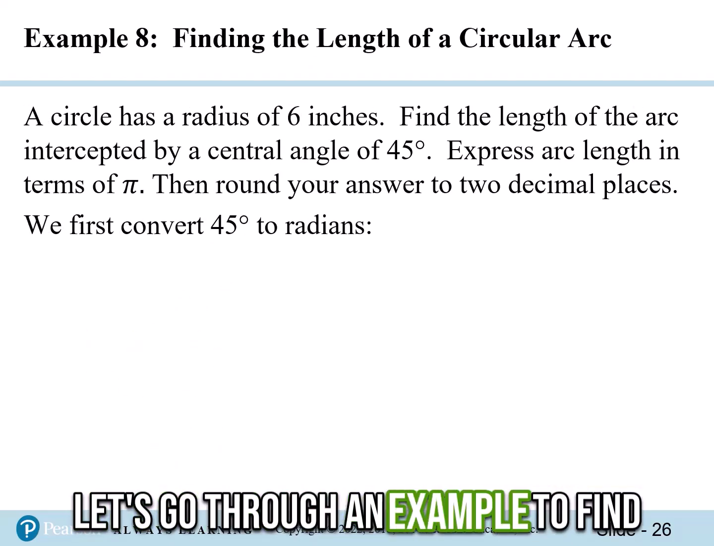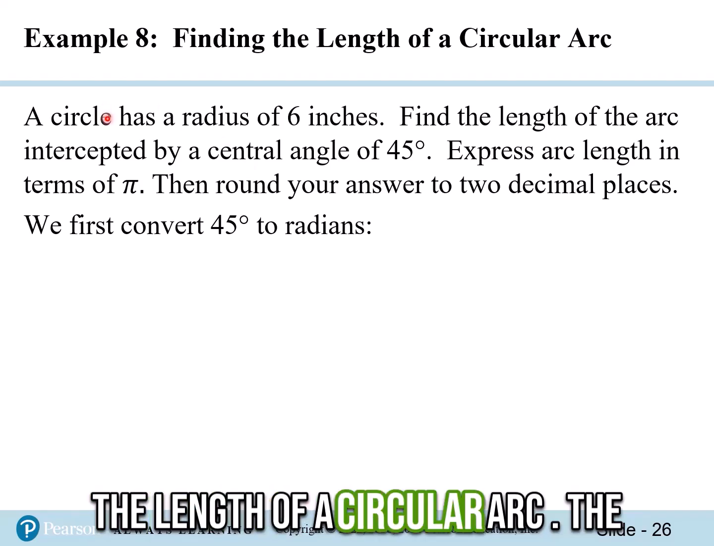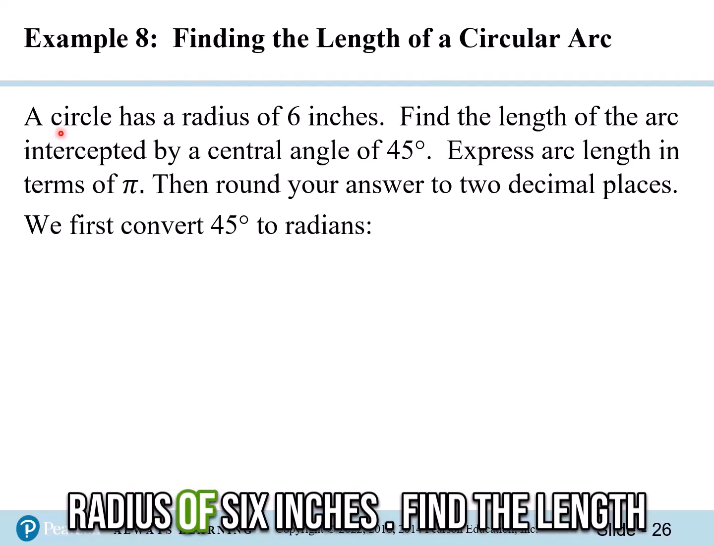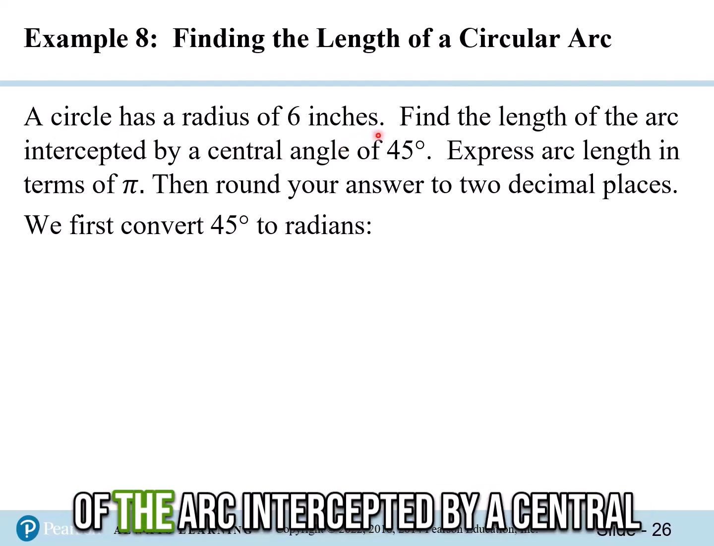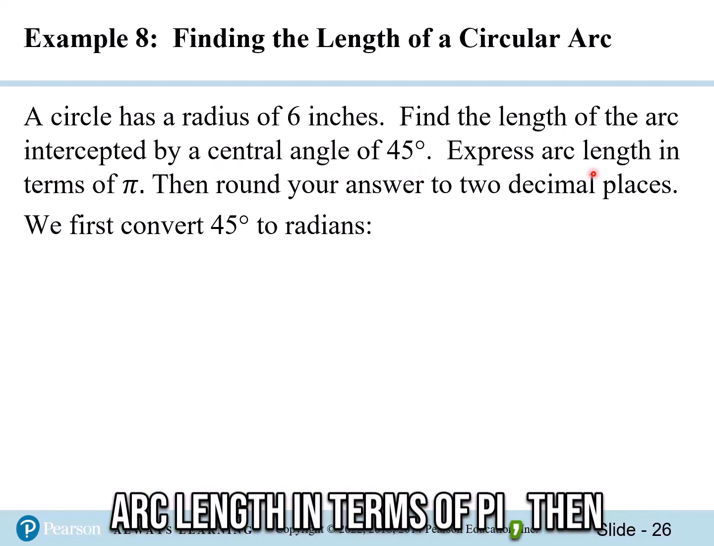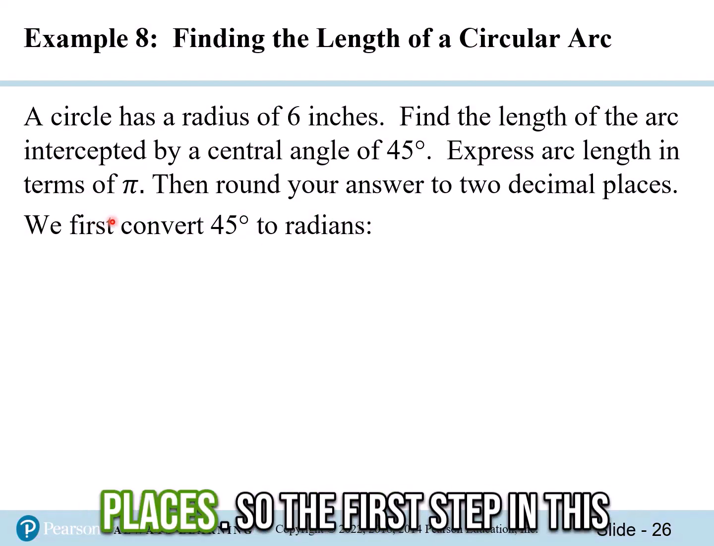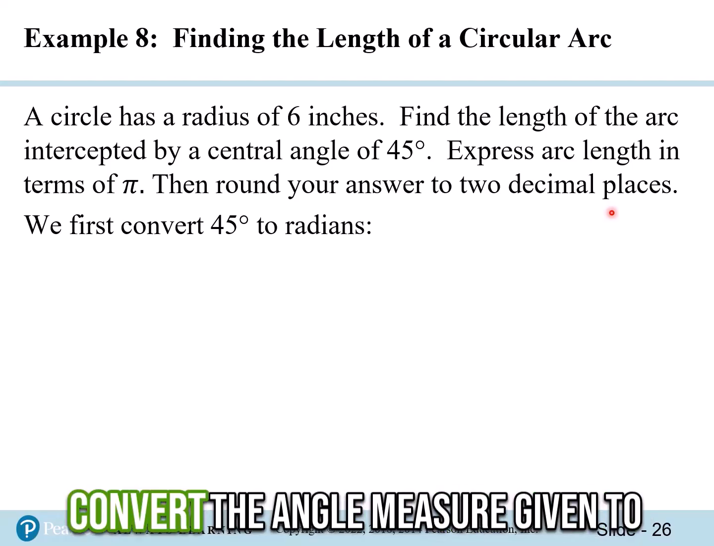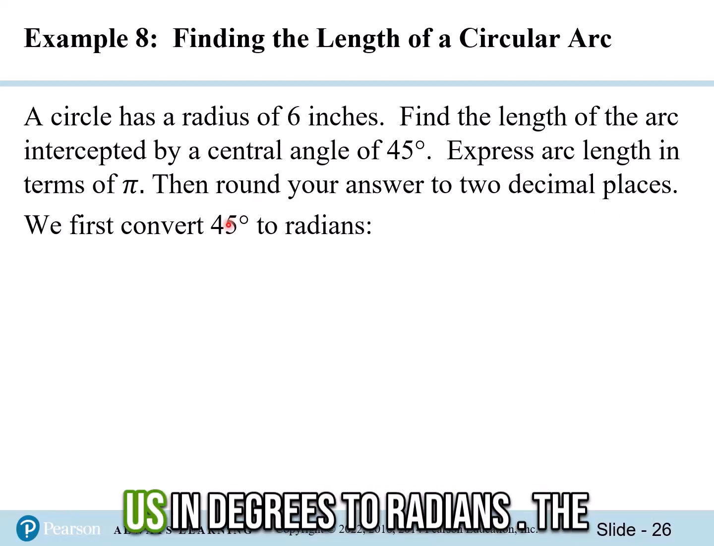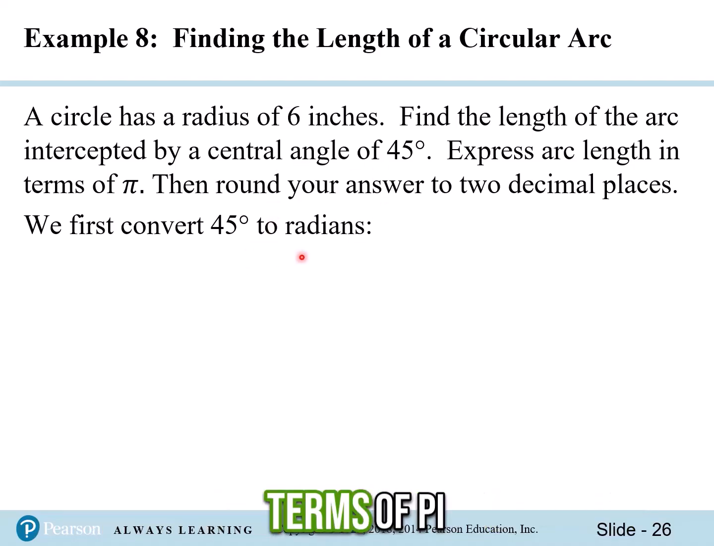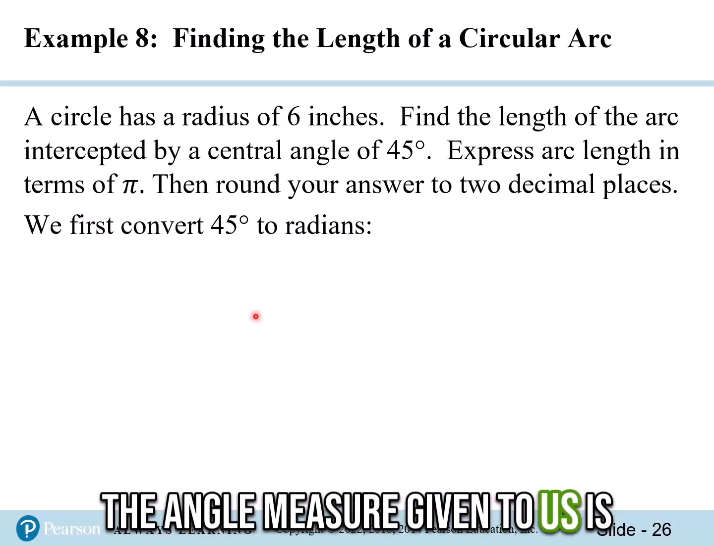Let's go through an example to find the length of a circular arc. The question here says a circle has a radius of 6 inches. Find the length of the arc intercepted by a central angle of 45 degrees. Express arc length in terms of pi, then round your answer to 2 decimal places. So the first step in solving the problem is to convert the angle measure given to us in degrees to radians. The question says express arc length in terms of pi. So the angle measure given to us is 45 degrees.